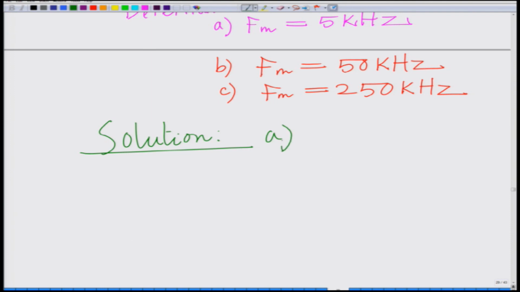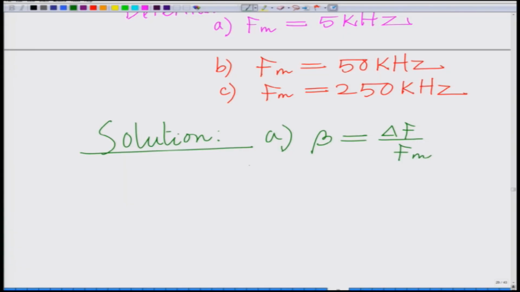Now, if you look at part A, let us start by calculating beta. Beta equals delta F by FM. So, we are given a carrier frequency, and we are also given delta F, that is a peak frequency deviation, and based on different values of FM, that is a frequency of the modulating signal, we have to calculate the bandwidth of the FM signal using Carson's rule. So, for the first case, let us start with beta equals delta F by FM.